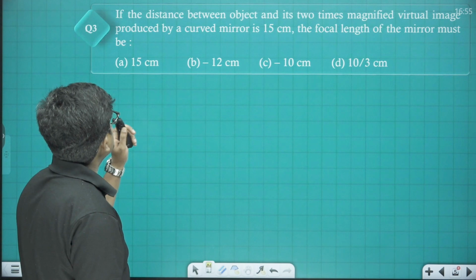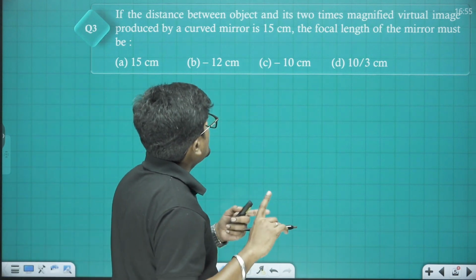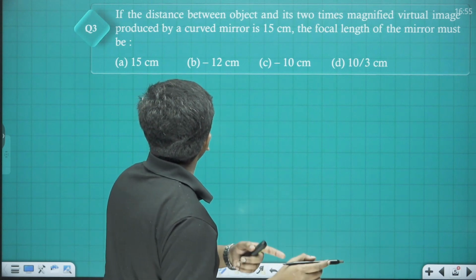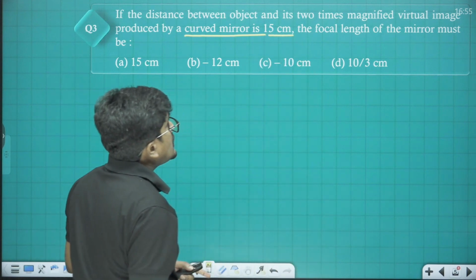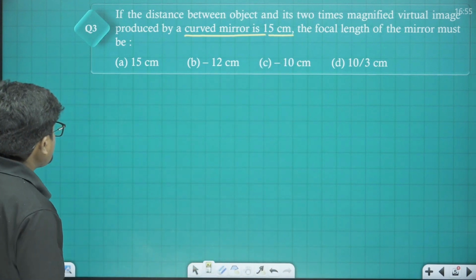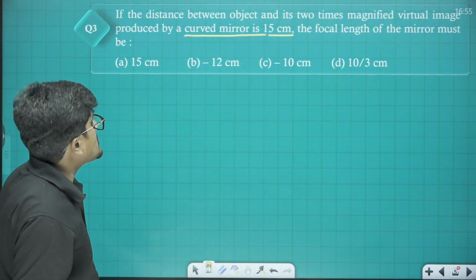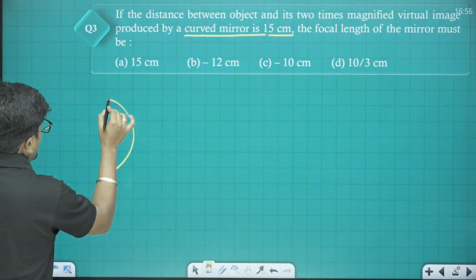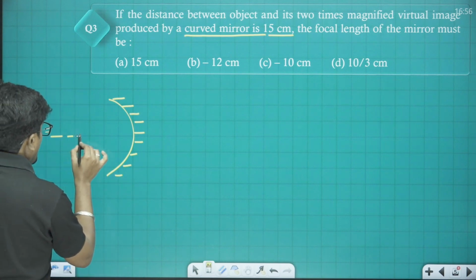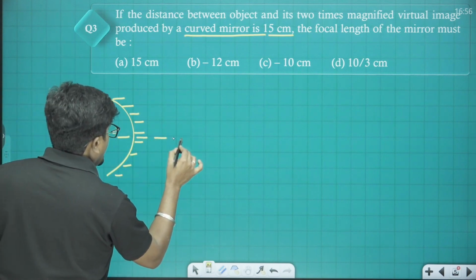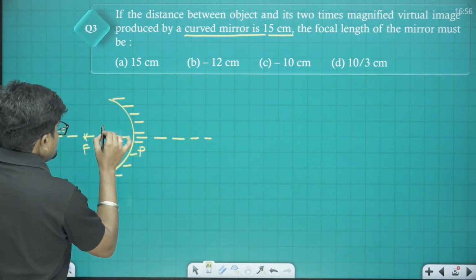Next is question number 3. Question number 3 says, if the distance between object and its 2-time magnified virtual image produced by a curved mirror is 15 centimeter, then the focal length of the mirror must be. Here the image formed is virtual and it is 2 times magnified. That means we are going to have a case of concave mirror only. It's going to be a concave mirror and the object needs to be placed between F and P.